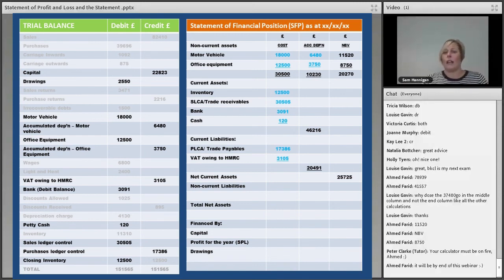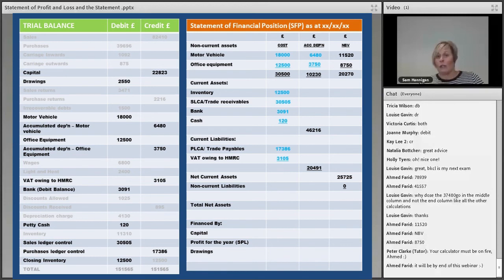So if you've got a 10-year bank loan, for instance, it would come under non-current liabilities. If you've got a commercial mortgage or are buying premises, it will come under non-current liabilities. On this one, we haven't got any non-current liabilities, but I wanted to put it in to show you exactly where it would go if we did have any. Then your total net assets.